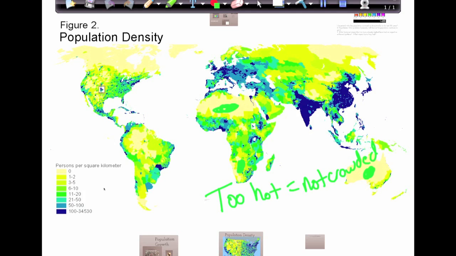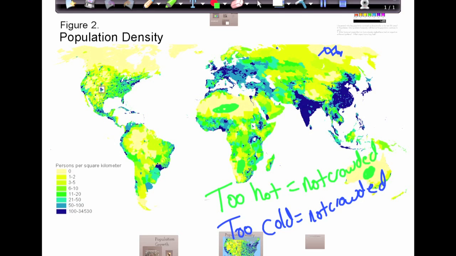Alright, now let me change colors here. If it's too cold, that's going to equal not crowded. People aren't going to live there if it's too cold. Okay, and this is more extreme, and I'll color some places that are too cold. It's high latitude places, so Siberia, it's all this high latitude right here. It's too cold, it's not going to be crowded. Right there, it's too cold. Canada, too cold. Canada has a large population, but it all lives further south, near the US border.